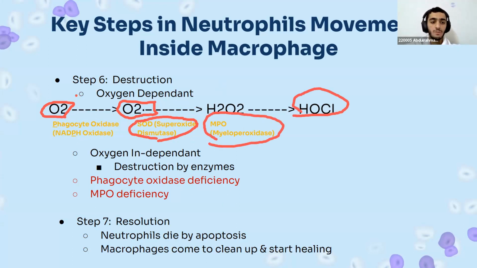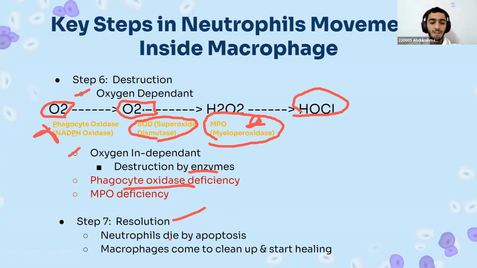And the other pathway, the oxygen-independent one, is just enzymes of the phagolysosome destroying it. So with that being said, you can have a deficiency in the phagocyte oxidase, which is this one, or you can have a deficiency in the myeloperoxidase, which could lead to problems. And lastly is going to be resolution. You guys didn't take healing and recovery, so I don't really expect you to know it, but I'm just going to mention it because it helps you now.